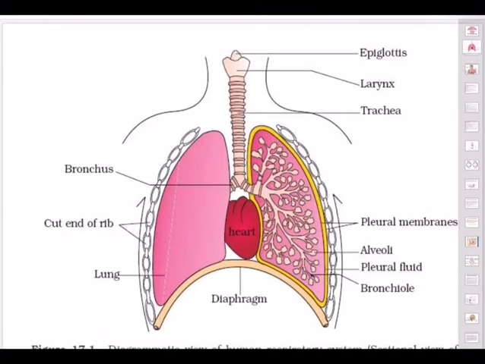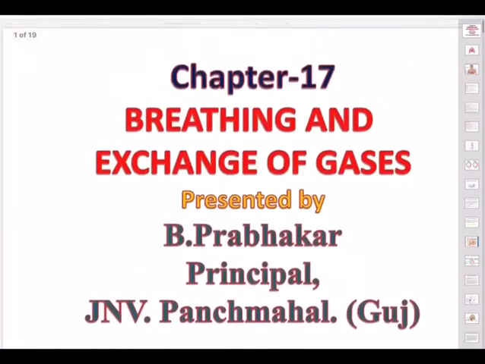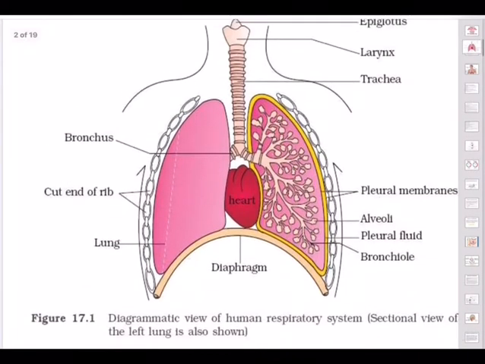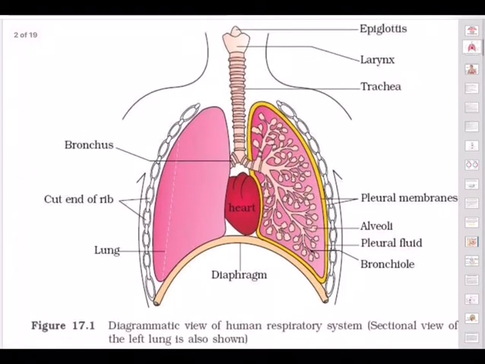In this session we are going to study a new chapter, chapter number 17, breathing and exchange of gases. This chapter comes under the last unit, unit 5, human physiology. Previously this human physiology unit had a weightage of 18 marks, but for your batch it has come down to 17 marks, 1 mark less.